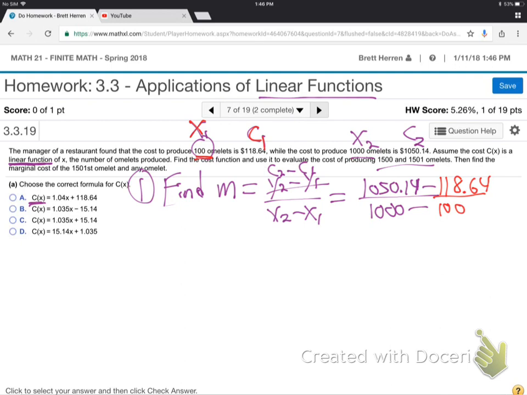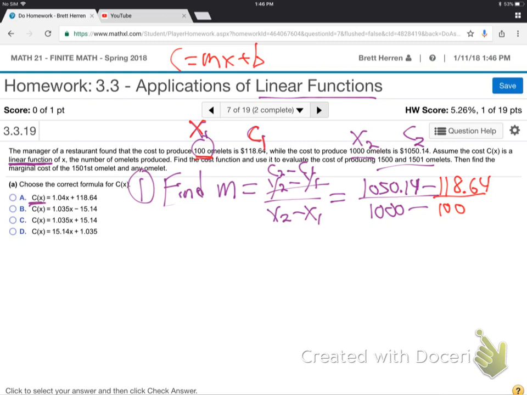Good so far? So rise over run, y's over x. That's how we find slope from algebra. Trying to find our m. Remember, my whole point is I'm trying to find the equation mx plus b. That's my goal. They said find the linear equation. Find the cost function. So first I'm finding the m.